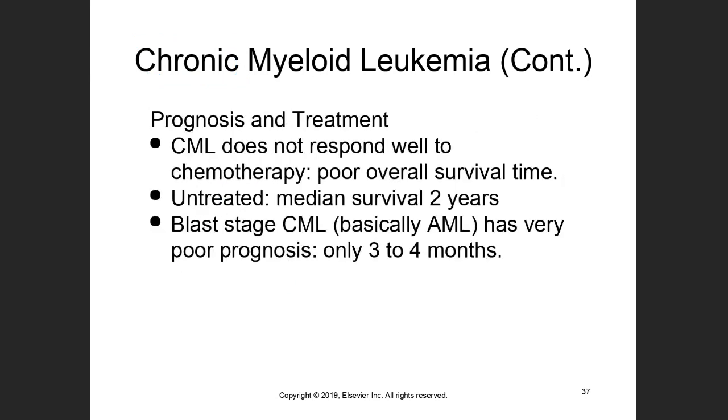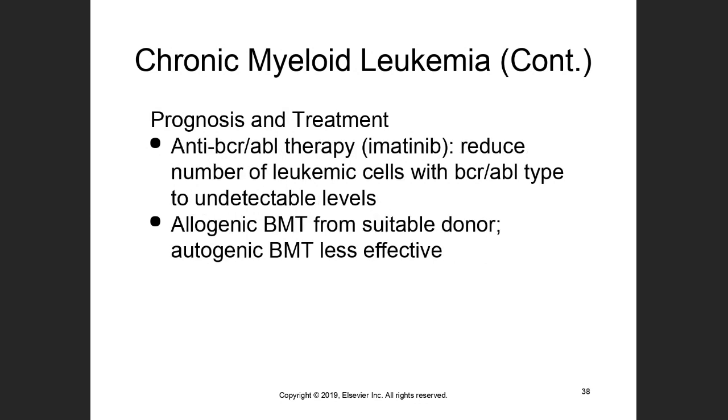Prognosis and treatment. CML does not respond well to chemotherapy. Untreated, if you don't treat the patient, survival rate is around 2 years. Last stage CML, basically AML, has a very poor prognosis, only 3 to 4 months. Prognosis and treatments. This is the medication that is used, the most common one, to treat the condition, imatinib, okay. Also, we could do bone marrow transplant.